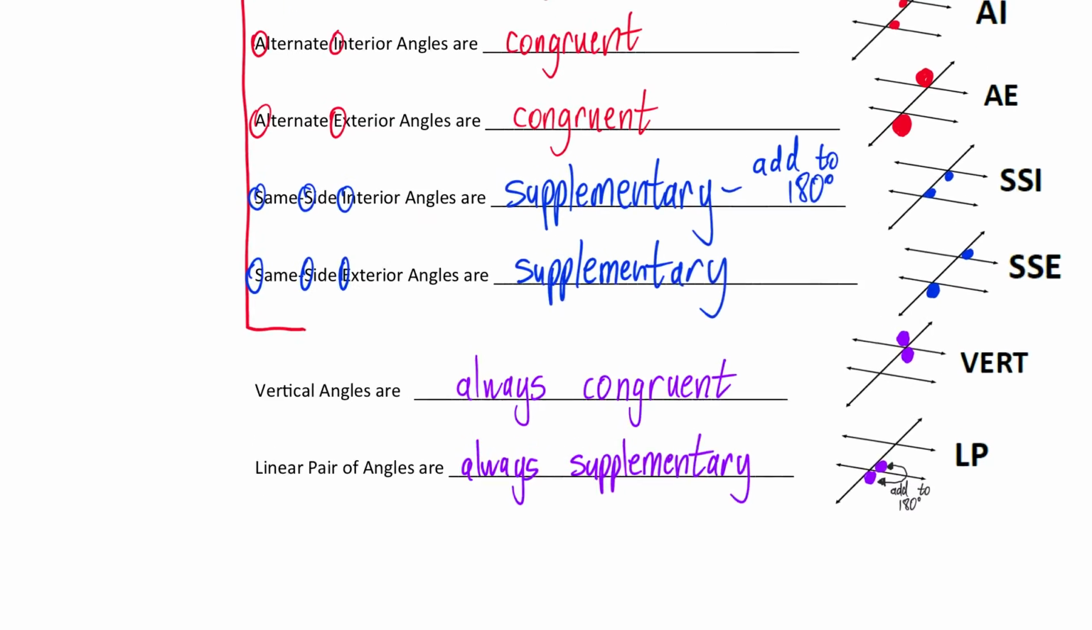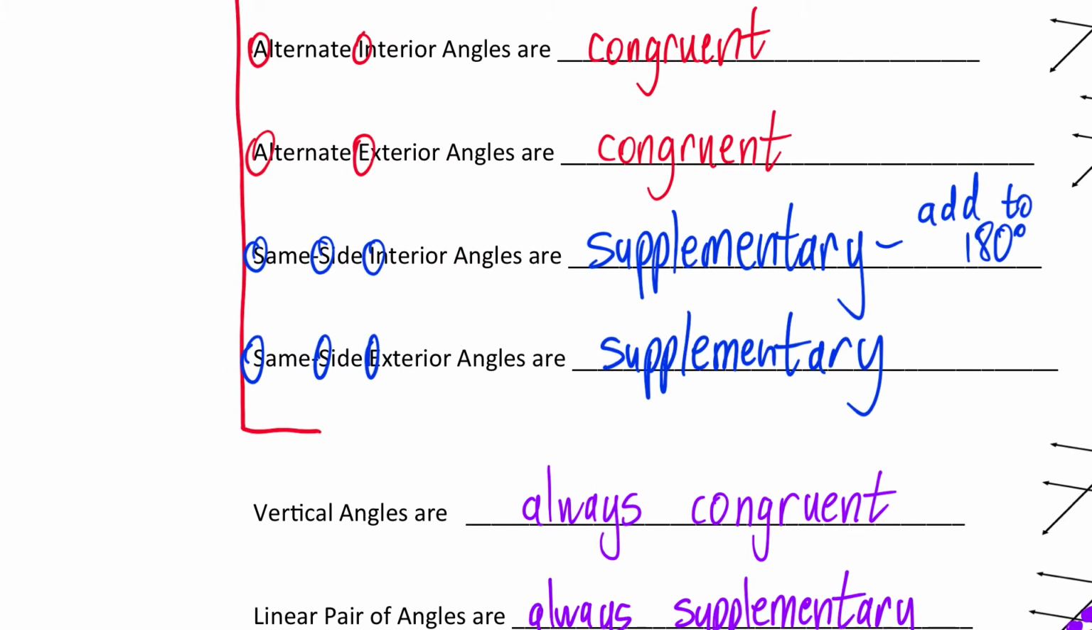And so when I go back over here to what we talked about on this side, what do we say about same side exterior? Yes, they're supplementary. That means they add up to 180. Okay, on the back.